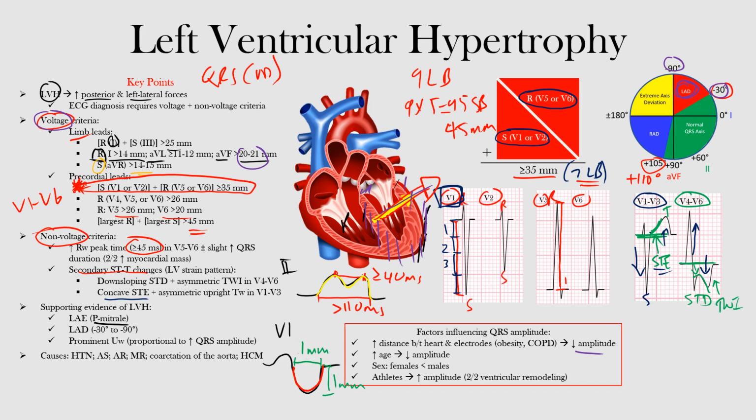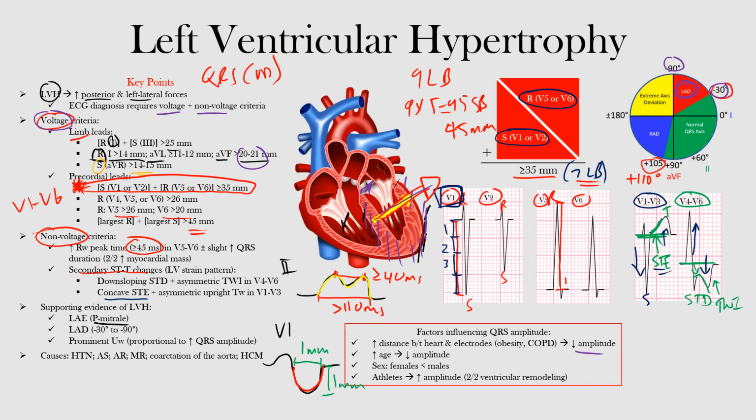All right, let's briefly review what we discussed before we end. So again, left ventricular hypertrophy is often a result of an increase in stress or resistance in the left ventricle. Because of that, we see an increase in these posterior and left lateral forces. Remember, the EKG diagnosis requires this voltage and the non-voltage criteria.